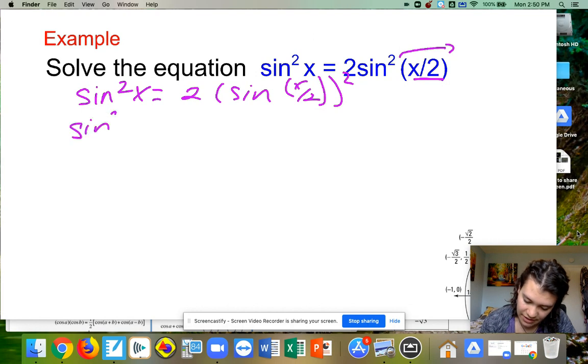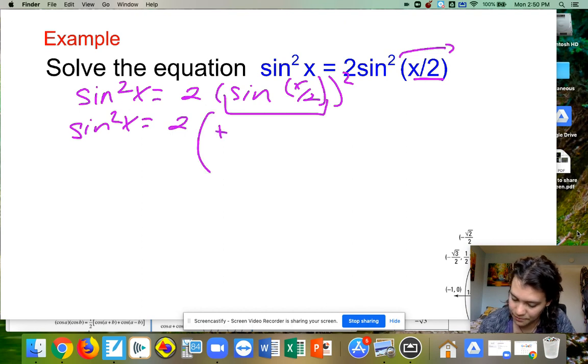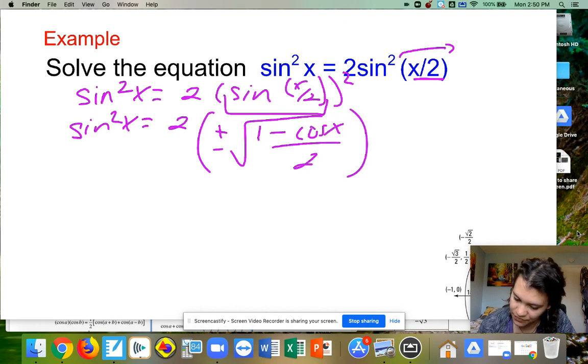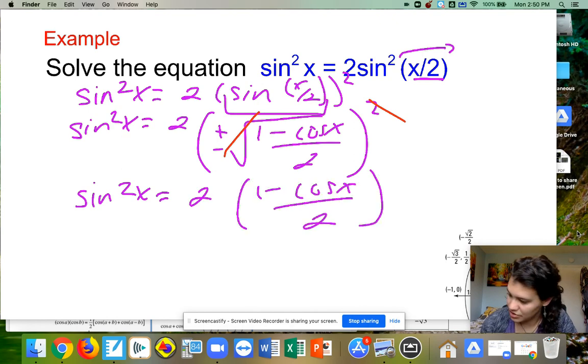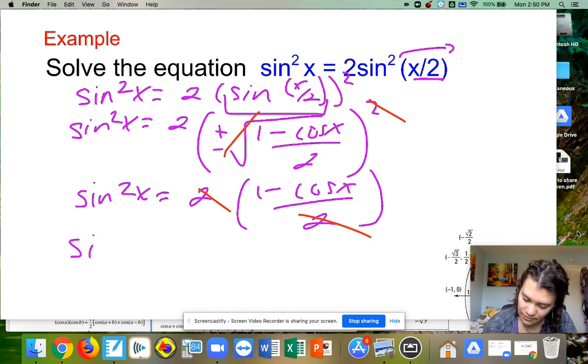So we still have sine squared of x here, 2, and then this chunk is going to become 1 minus cosine of x over 2, and still squared. So then the square is going to cancel out the plus or minus and the square root. So you have sine of 2x equals 2 times 1 minus cosine of x over 2. Now the 2's will cancel, and you have sine of 2x equaling 1 minus cosine of x.